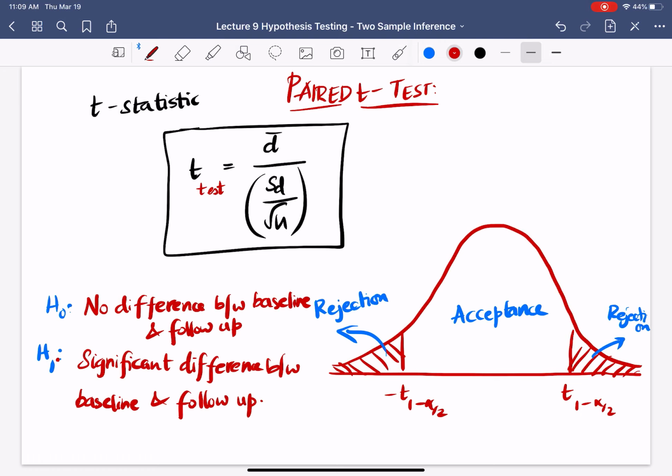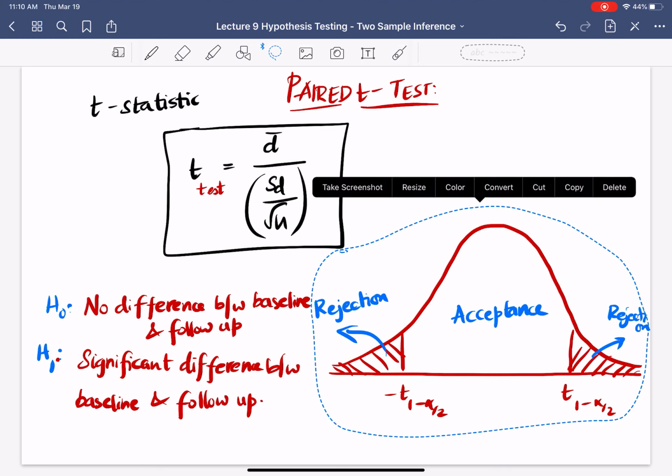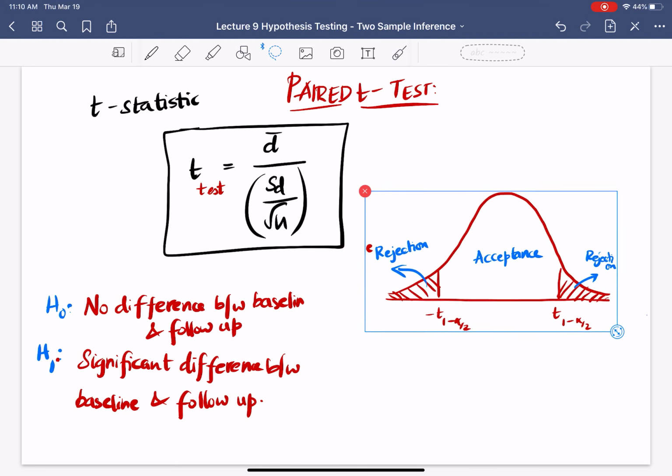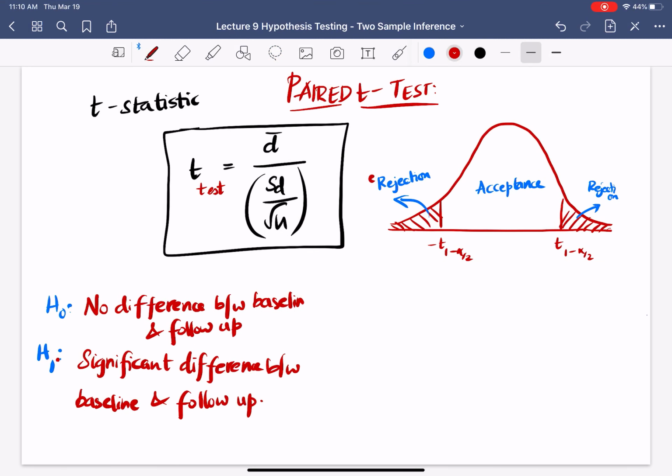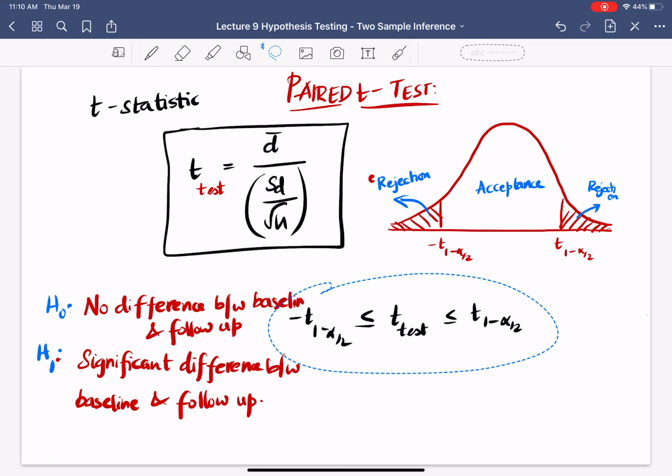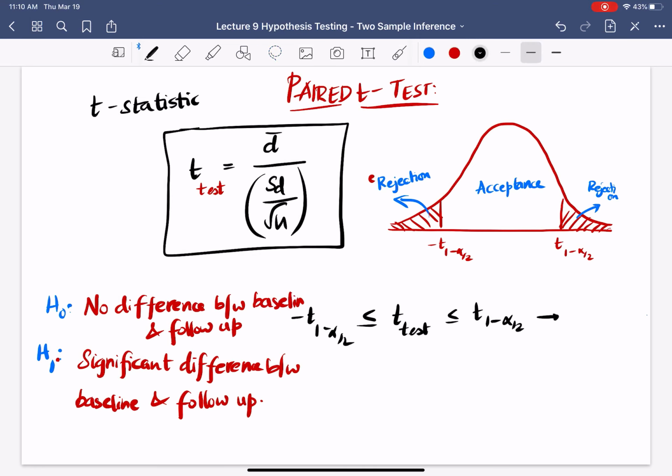So if the t-test value lies between minus t1 minus alpha by 2 and t1 minus alpha by 2, we consider that we accept H0.